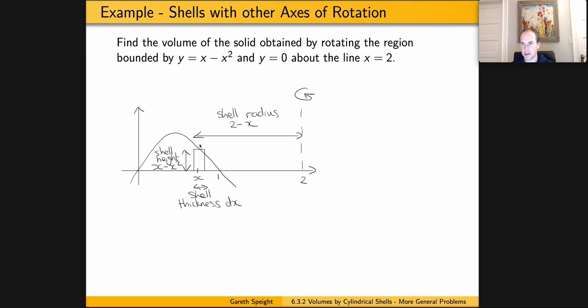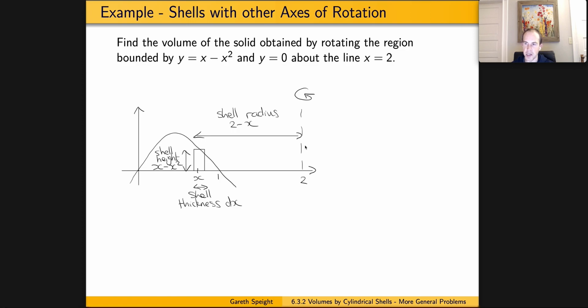And now the radius has changed because the radius is the distance to the line where we're revolving, right? You can imagine the rectangle moves around the axis where we're revolving. The radius is going to be the distance of our rectangle to the place where we're revolving. So here the rectangle is at x, we're revolving at 2. The distance between those is 2 minus x. So now the radius is 2 minus x.